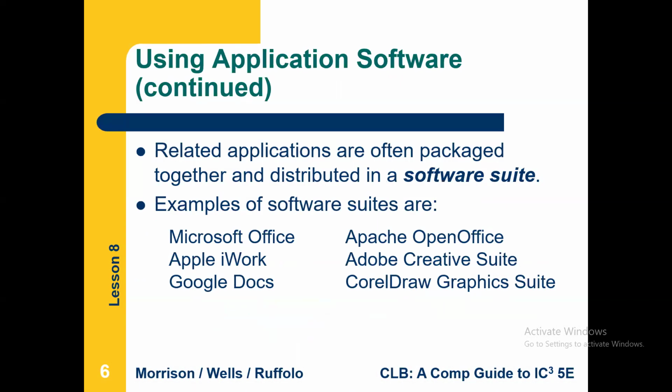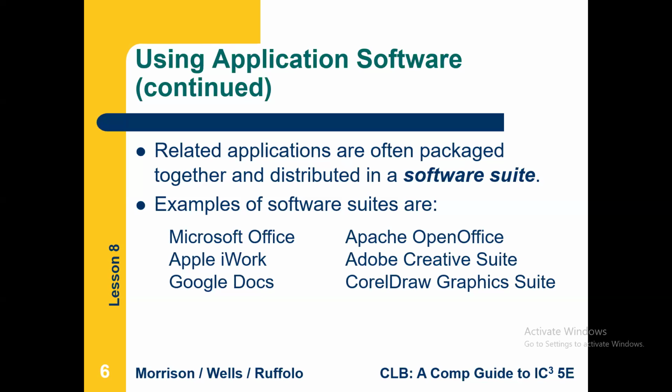So usually related applications are often packaged together and then we refer to it as a software suite. So some of the popular software suites that we have are the Microsoft Office suite. So with the Microsoft Office, there are different applications that are bundled together: Excel, Word, PowerPoint, publishing, and the rest. So all these are packed together into one package that we are referring to as the Microsoft suite.